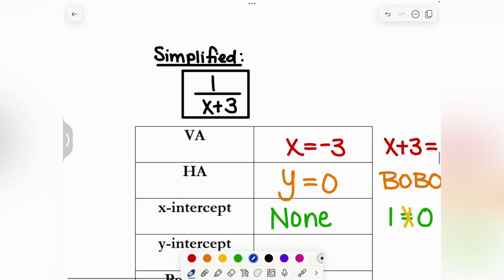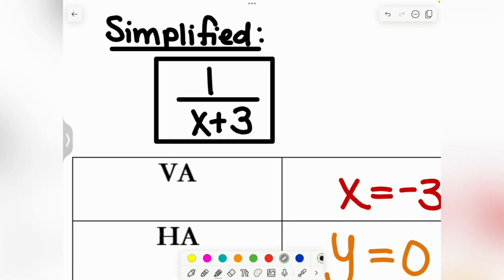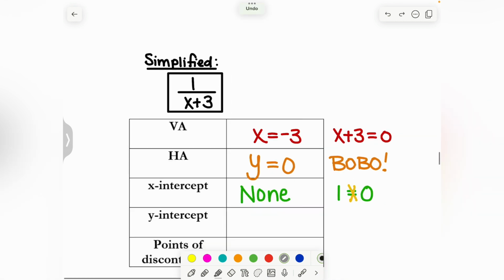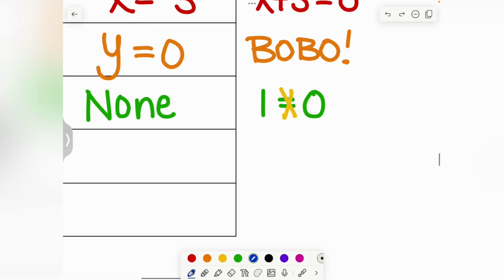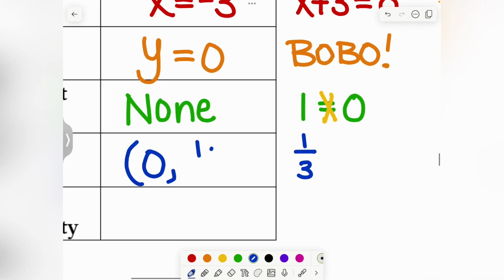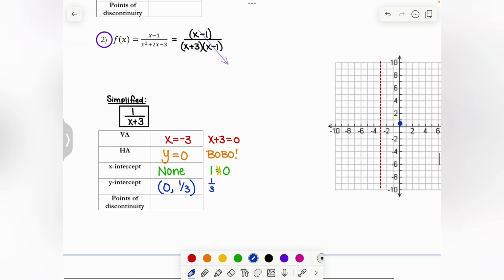Moving on to the y-intercept. The y-intercept is when we compare the constants. So the constants are the numbers that don't have any variables with them. So on top we have a 1, on the bottom we have a 3, which means the y-intercept is 1/3. We'll write it as an ordered pair. And so far, this is really no different than the graphs we did yesterday.